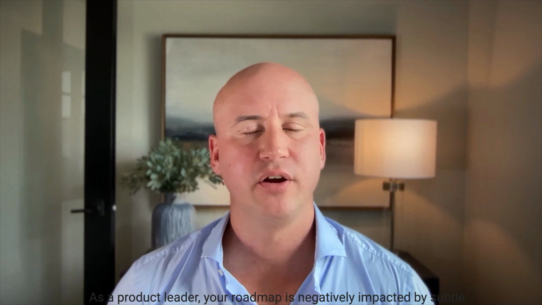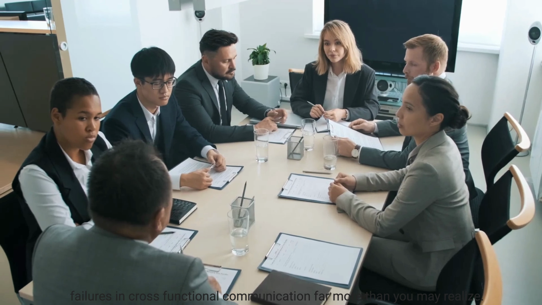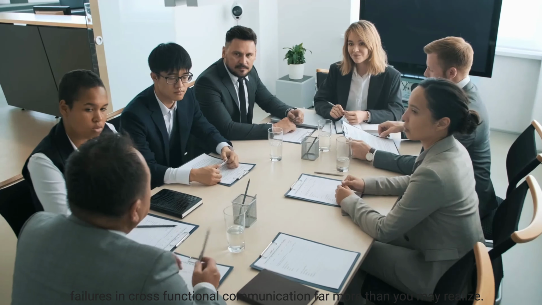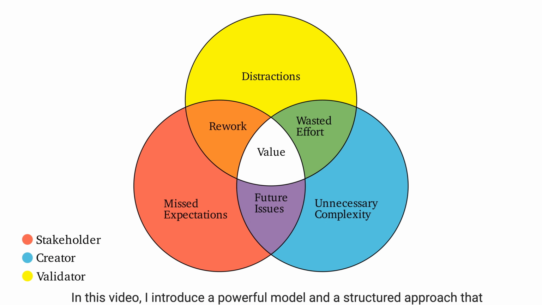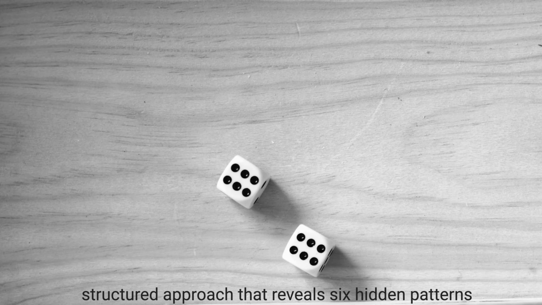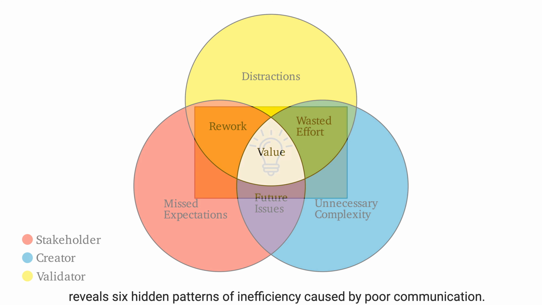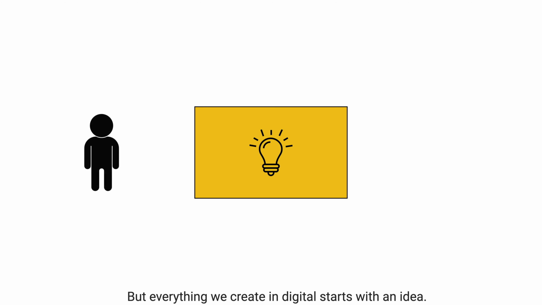As a product leader, your roadmap is negatively impacted by subtle failures in cross-functional communication far more than you may realize. In this video, I introduce a powerful model and a structured approach that reveals 6 hidden patterns of inefficiency caused by poor communication.